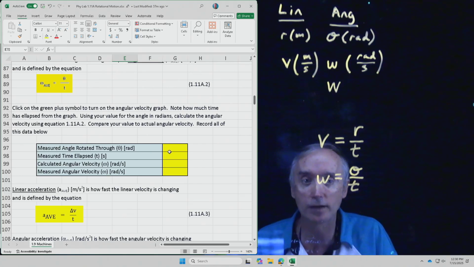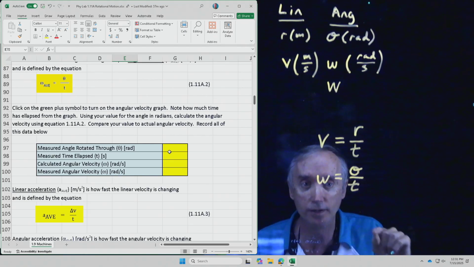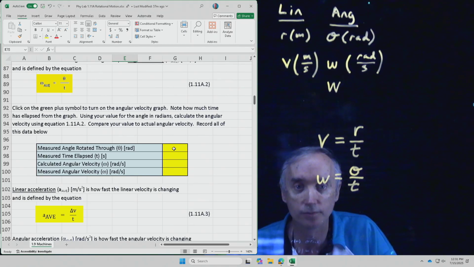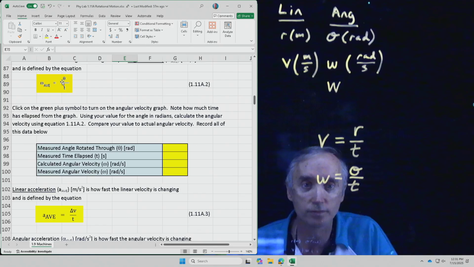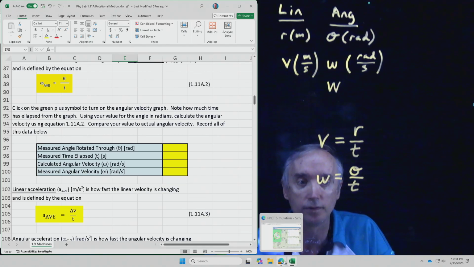Okay, so you go back to the previous one and write that number in radians in this box. Okay, measured time elapsed, so you can get that from the graph. Put that in here. Okay, then calculate the angular velocity omega using this. Put that here. Okay, and then the measured angular velocity, you can get that off the graph.